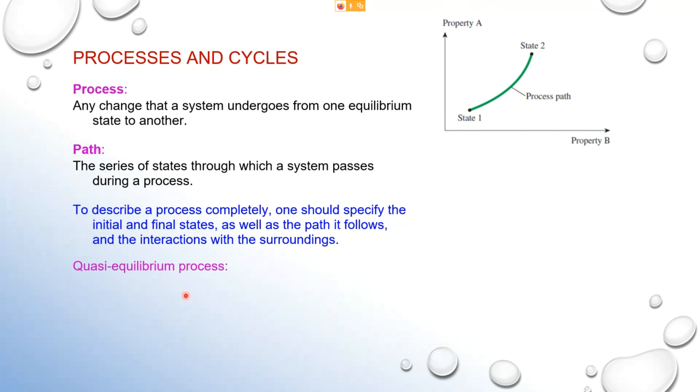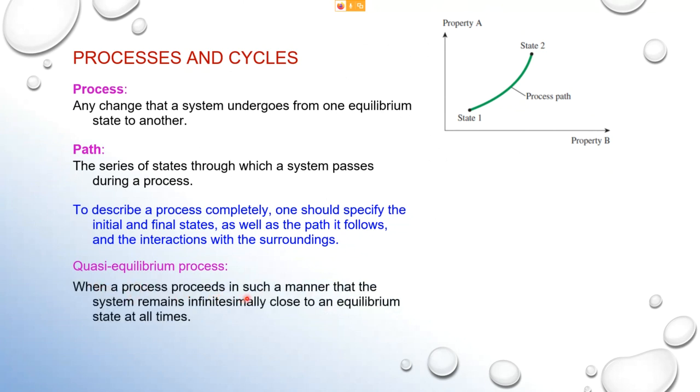Now, what's quasi-equilibrium then? When a process proceeds in such a manner that the system remains infinitesimally close to an equilibrium state at all times. So when the properties of the thermodynamic system undergo a change, that means after it has already undergone a process, and if each property within that state point or within the system is still under equilibrium conditions, then we say it is a quasi-equilibrium process.